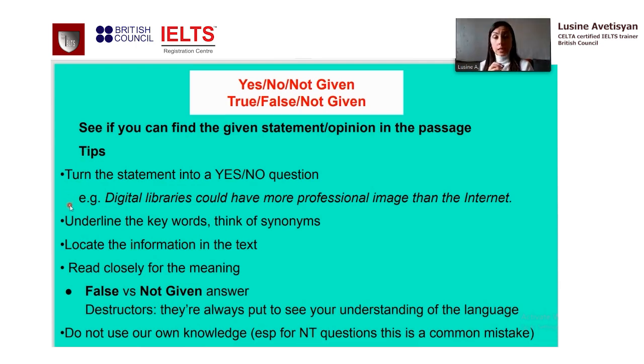How to make the statement easy for you to understand. Just try turning it into a yes-no question. For example, the statement or question might be the following.